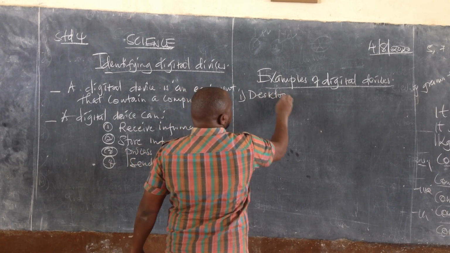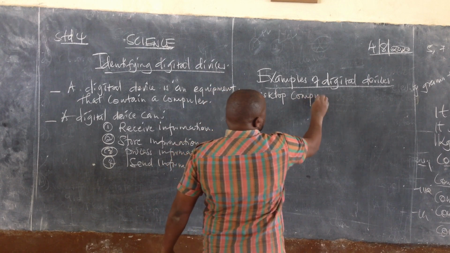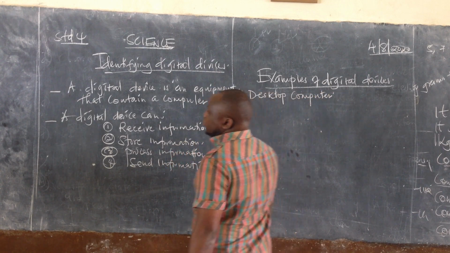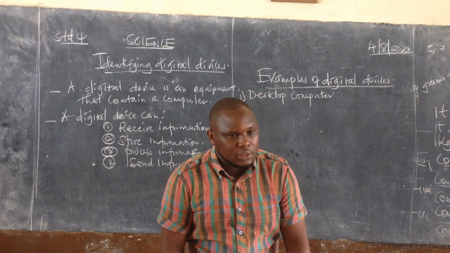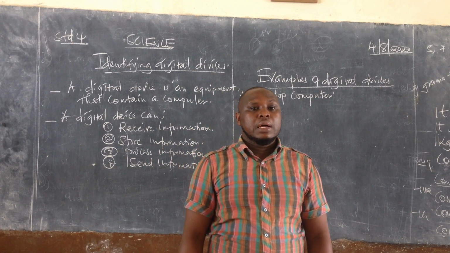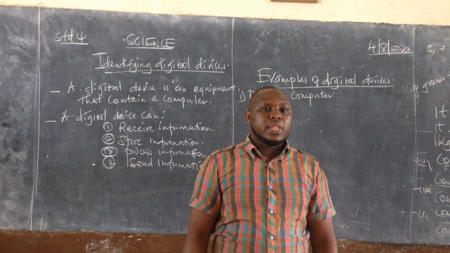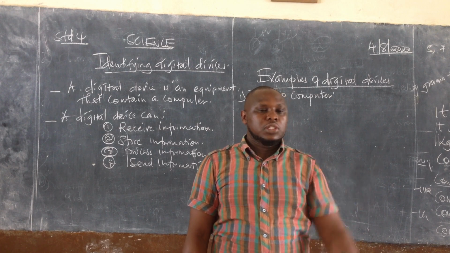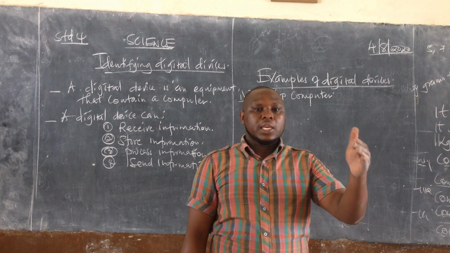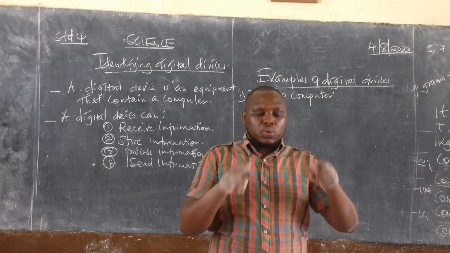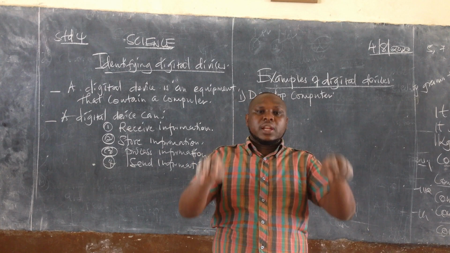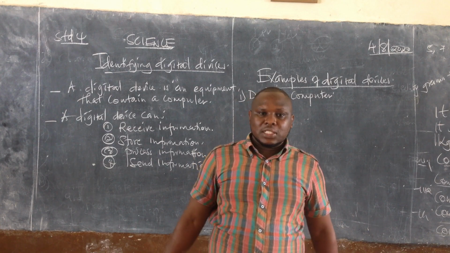Desktop computer. All of us know what a desktop computer is. I'm sure you have seen one in our compound where we have our computer lab. You see Mr. Sel there. Sometimes he will tell you this is the keyboard, this is the mouse, this is the monitor. So where you go and sit, that is what we call a desktop computer.